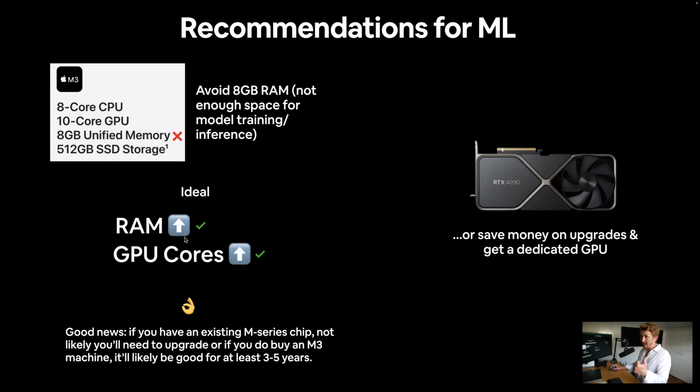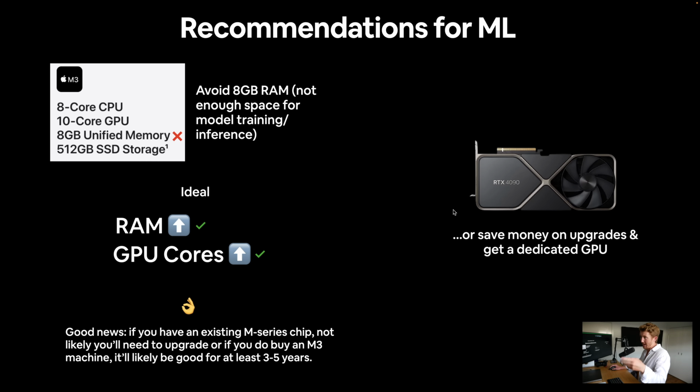So if you have the budget, upgrade the RAM. If you have even more budget, upgrade the GPU cores. However, if you want to save some money on upgrading your Mac, if you just buy one of the baseline M3 Pros with 18 gigabytes of RAM or potentially upgraded, save your money on that and buy a dedicated Nvidia GPU because that's going to give you the best bang for your buck. You're going to be able to train models much faster on a dedicated chip.